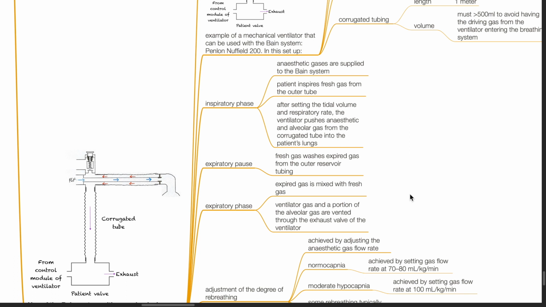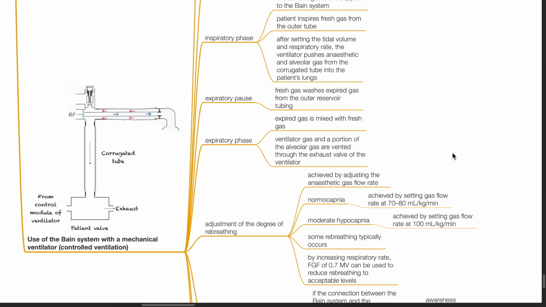After setting the tidal volume and respiratory rate, the ventilator pushes anesthetic and alveolar gases from the corrugated tube into the patient's lungs. During the expiratory pause, fresh gas washes expired gases from the outer reservoir tubing. During the expiratory phase, expired gases are mixed with fresh gas. The ventilator gas and a portion of the alveolar gas are vented through the exhaust valve of the ventilator.